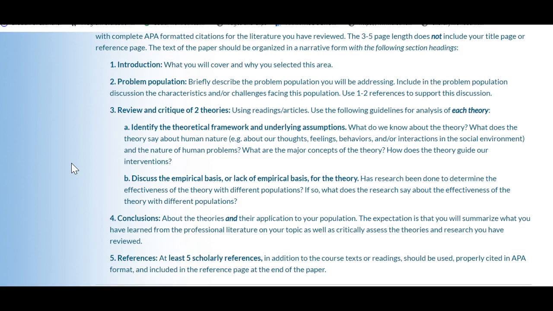So in B, has research been done to determine the effectiveness of the theory? If so, what does the research say about the effectiveness of it with different populations?